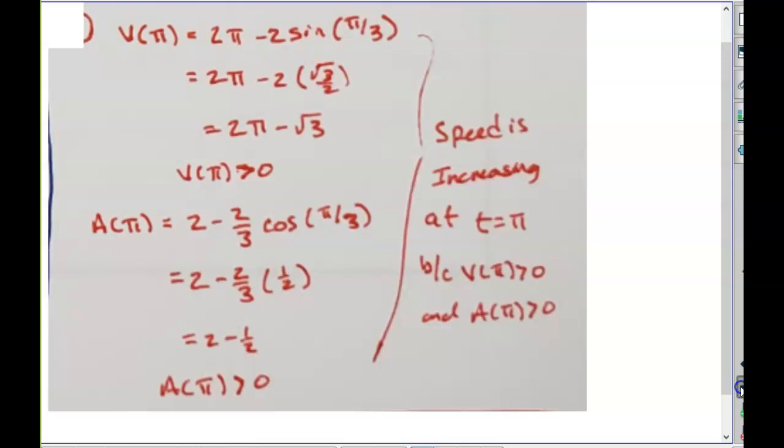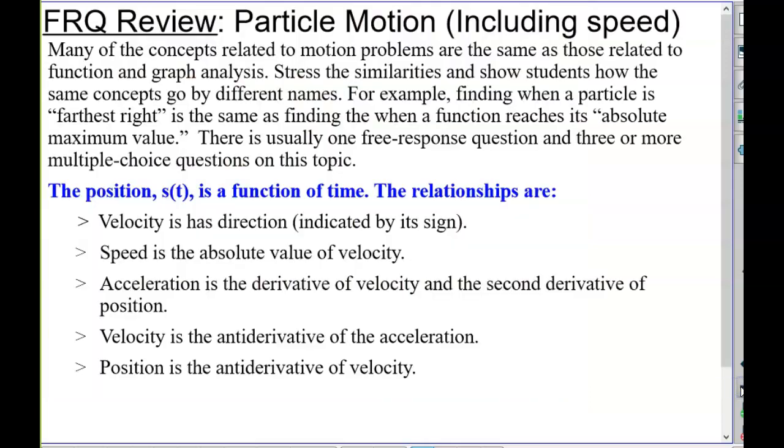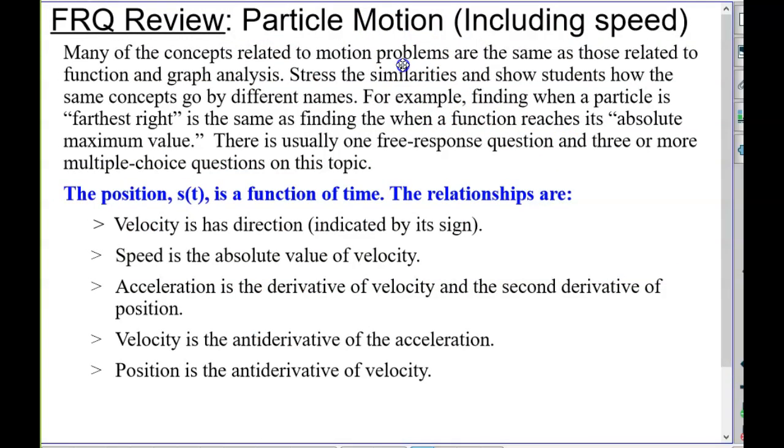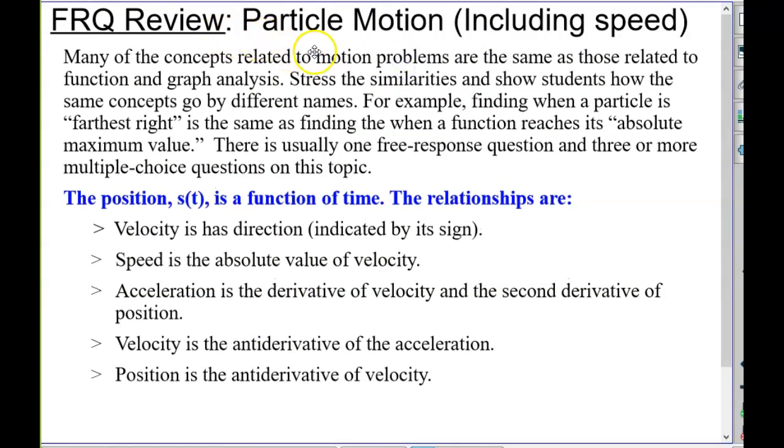So what we're going to do then is we're going to look at a couple different problems. The rest of them are multiple choice today. Some of them are no calculator, and some are calculator. I have this just as a review, just to quickly talk about. By no means should you write this down. But our goal today is to look at particle motion free response questions, just like you kind of experienced. This includes talking about speed.